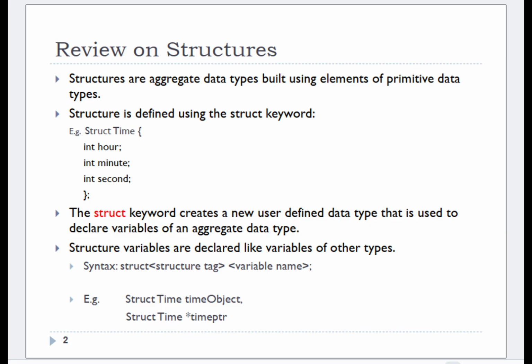Structure variables are declared like variables of other types. Syntax: struct tag variable_name, e.g., struct time timeObject; struct time *timePtr2.